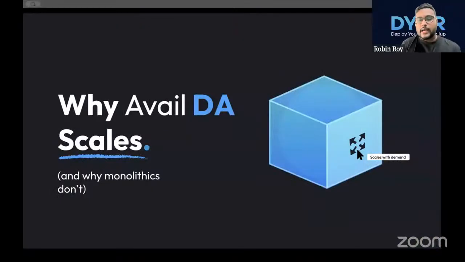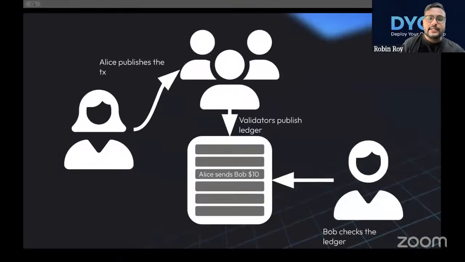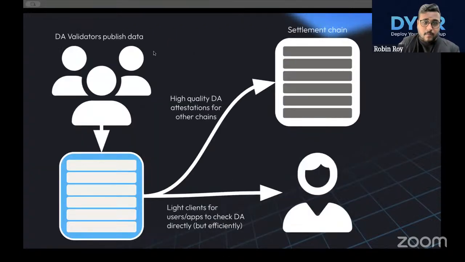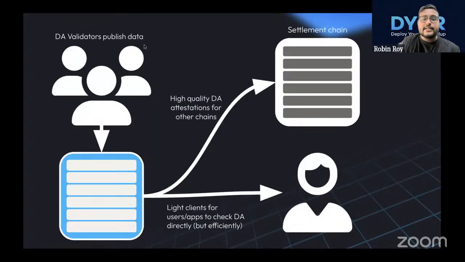So yeah, I guess I'll move on to why Avail DA scales. Again, I'll go to the same example. Alice is publishing a transaction to someone, and the validators publish the data in a monolithic sense, and in a roll-up sense, it is talking to the roll-up, which sends the data. The data is being sent to Avail, and that attestation is being sent here, right? Now the DA validators publish this data.